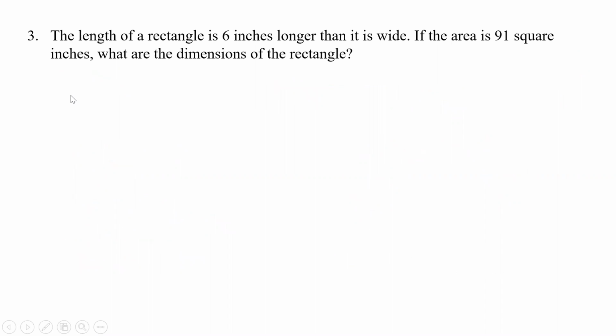All right, so we also have rectangles. So again, I'm going to draw my rectangle first. Then I'm going to look and see what it says. The length of a rectangle is 6 inches longer than it is wide. Well, if we say that's the width, length is 6 inches longer, so that's going to be W plus 6. And what do we know? The area is equal to 91. All right, so that says W plus 6 times W equals 91.